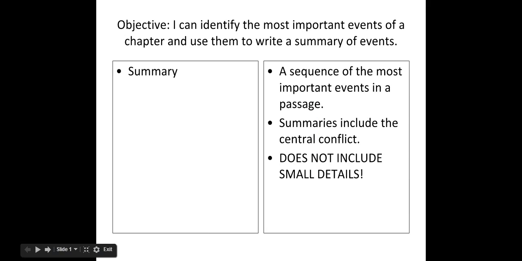Alright, 6th grade. Your objective today is I can identify the most important events of a chapter and use them to write a summary of events. So here are your notes.